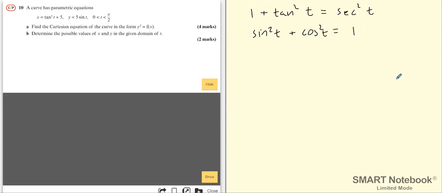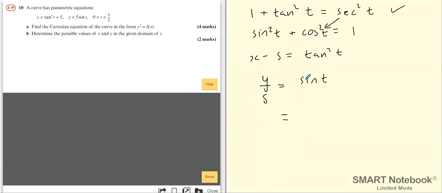So this one was one that required double manipulation. If I think about it, x minus 5 equals tan squared t, and that's fine. I can then say y over 5 equals sine t. Now I am trying to use this one primarily, so I need to get sec squared. To get sec squared, I need cos squared. And to get cos squared, we are using sine squared. So hopefully you can see the links there.